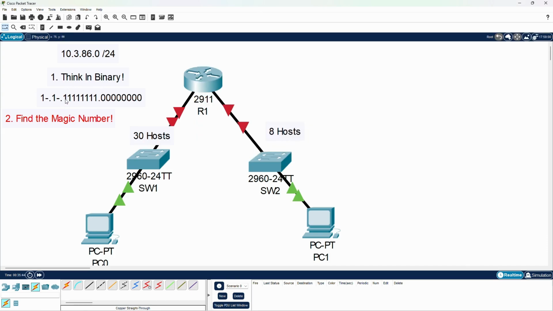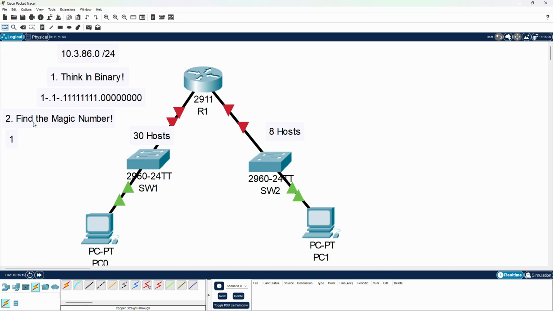So let's say we do 128, 64, 32, 16, 8, 4, 2, 1. What's the magic number for this subnet mask? Well, it's 1, because the last network bit, the decimal representation of the last binary digit, is 1. So I'm going to put down in here, it's 1.